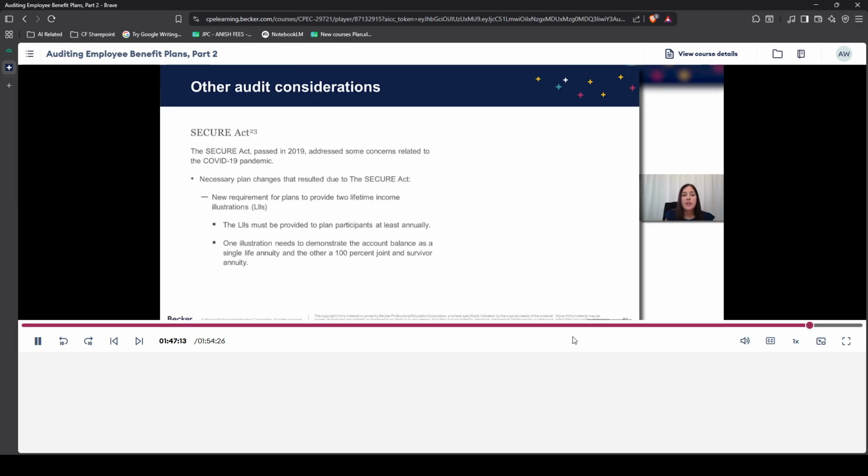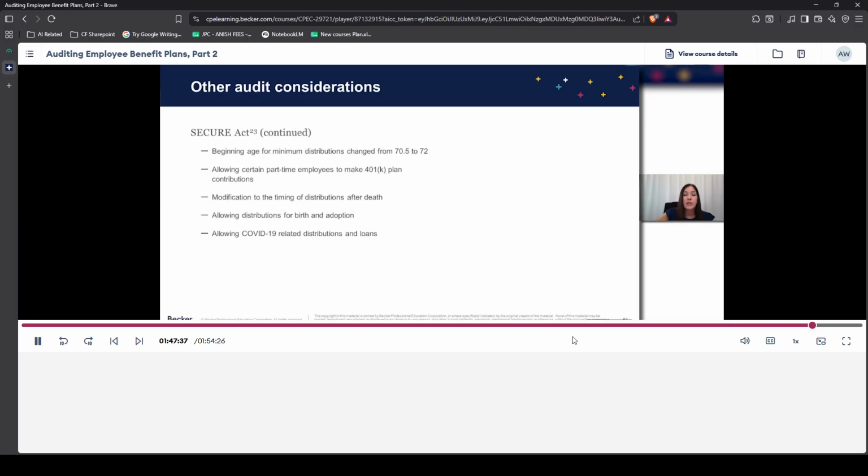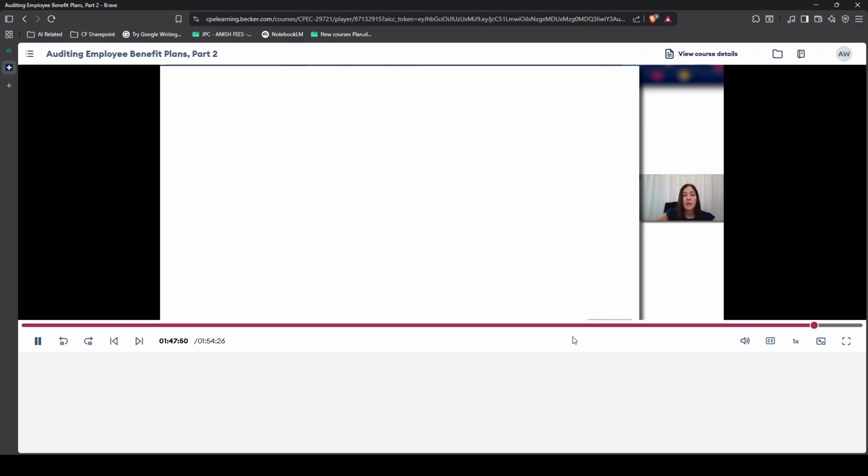So a couple of other considerations here, just as a reminder, the original Secure Act had some provisions that became available as of 2020 and 2021, and continuing on from there. Those provisions in the Secure Act do require amendments to be made to the plan document. And so those amendments do have to be made by December 31st, 2025. Again, this is just a summary of a few of those original Secure Act provisions that were put in place starting 2020 and 2021.